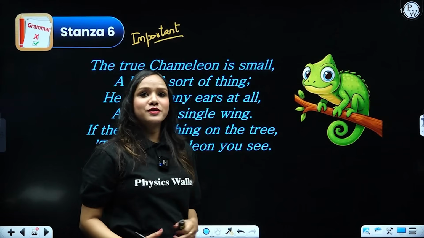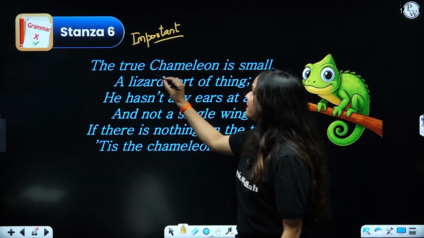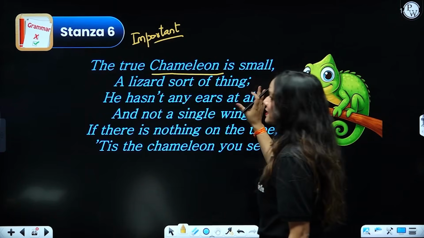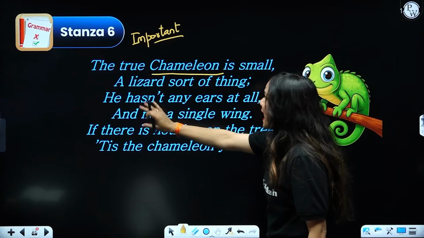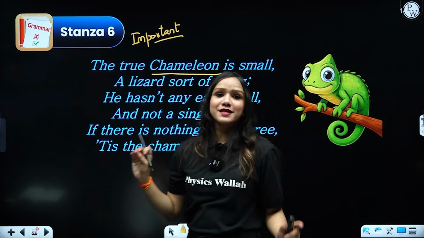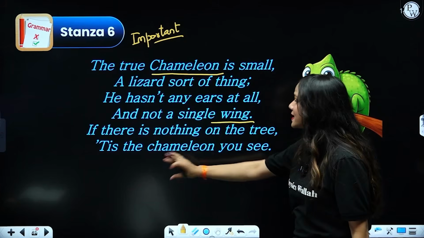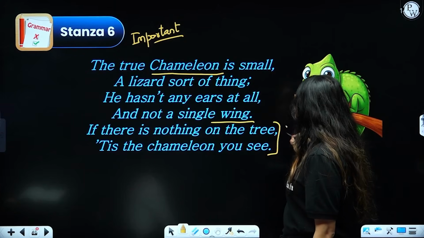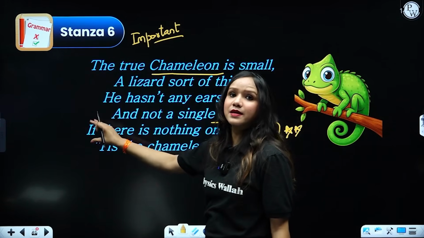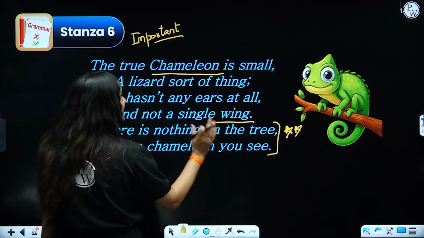So now we are going to discuss a very different and important animal, the chameleon, right? It's a lizard sort of thing that looks just like a lizard, hasn't any ears at all and not a single wing. So this particular animal does not have any ears or wings. If there is nothing on the tree, it's the chameleon you see. These two last lines are very, very important because they were also asked in a question paper 3 years ago, right? So let's discuss each and every word and each and every line.